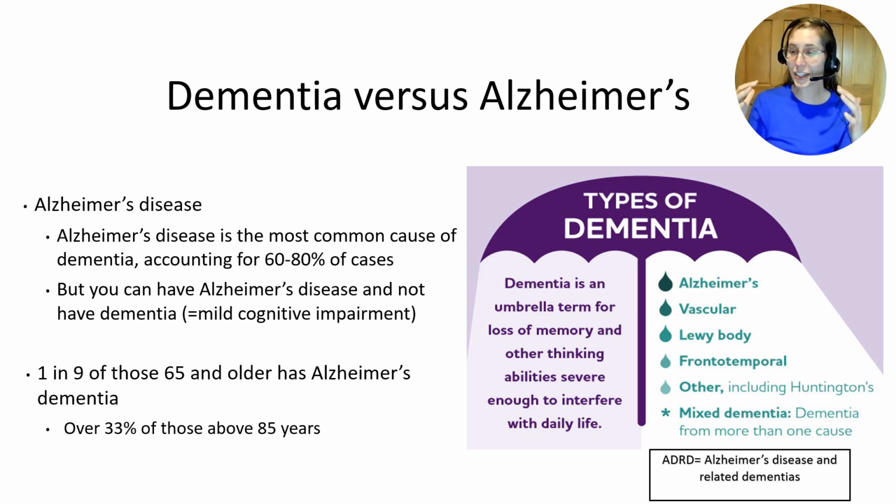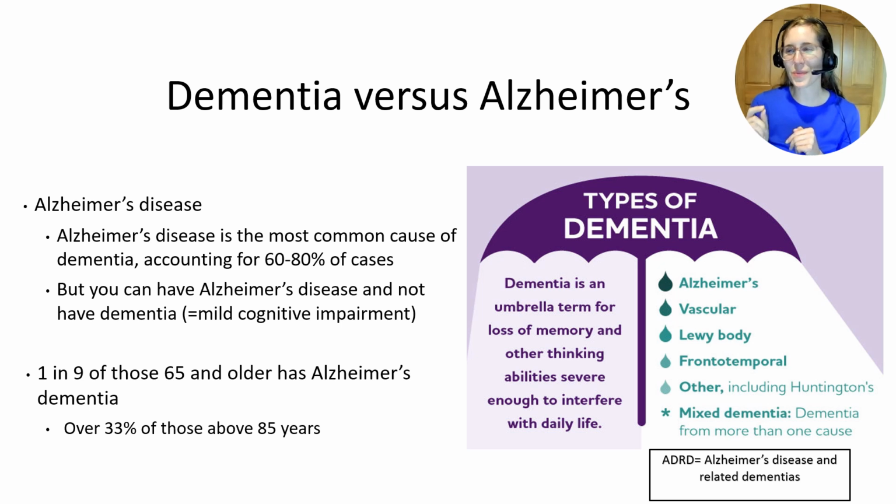So you can see here this great picture from the Alzheimer's Association of an umbrella. This is our umbrella of dementia, this umbrella of loss of memory and other thinking, with this list of types of dementia and Alzheimer's being at the top. So again, Alzheimer's is just the most common cause of dementia.